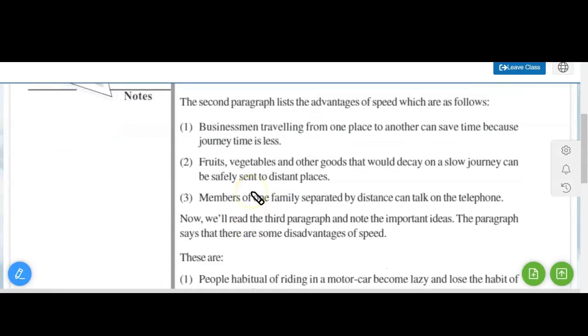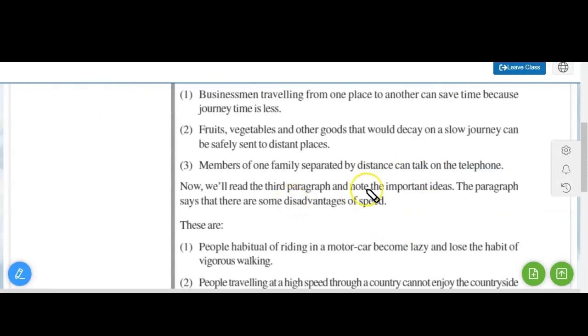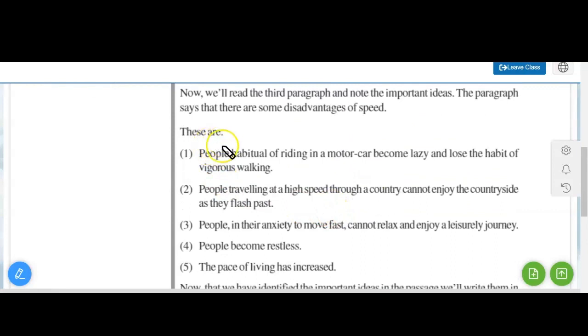The second paragraph says business travelers going from one place to another can save time because journey time is less. Fruits, vegetables, all those things that would decay in a slow journey can safely be sent to distant places. Members of one family separated by distance can talk on the phone because of the communication facilities. Let's go to the third paragraph. People habitual of riding in a motor car become lazy and lose the habit of vigorous walking. As per the author, people traveling at high speed through the country cannot enjoy the countryside.